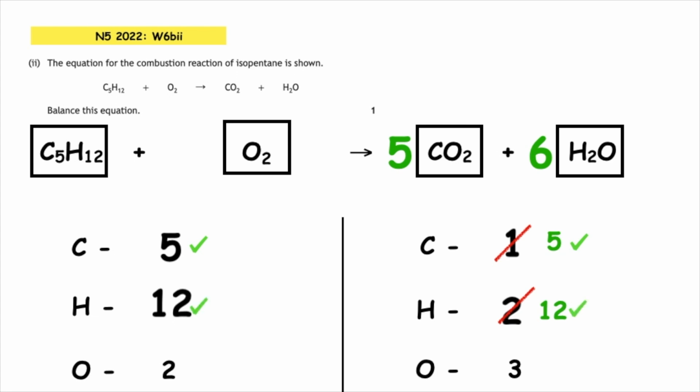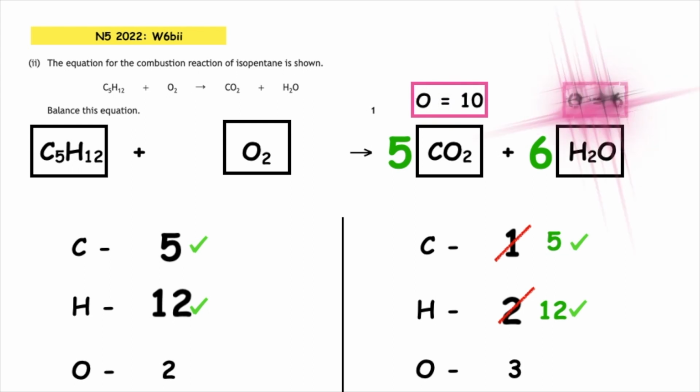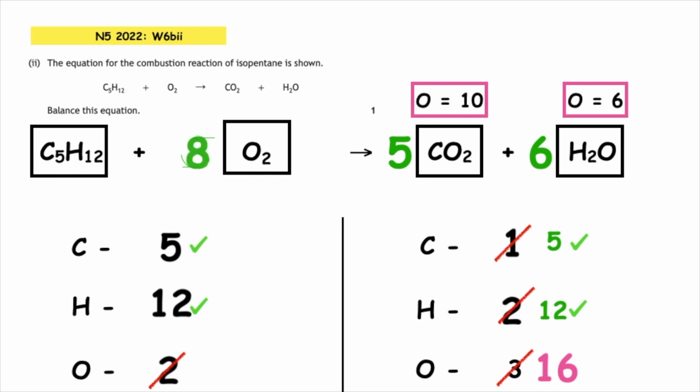Now at this stage we want to quantify the number of oxygens on our product side. So for the carbon dioxide I've got 2 inside the box multiplied by 5 outside the box, which gives me a total of 10 oxygens. For the water I've got 1 oxygen inside the box multiplied by 6 outside the box, which gives me 6 oxygens. So 10 plus 6 gives me a total of 16 oxygens on the product side. If I look at the left hand side, the reactant side, I've only got 2. 2 times what gives 16? 8, and that is how we balance that chemical equation.